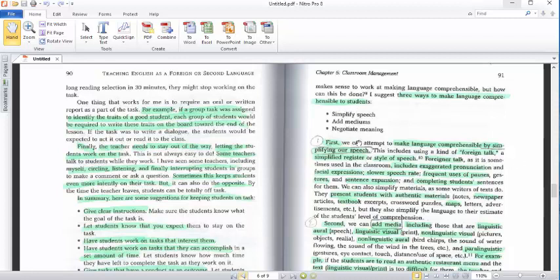The first one, we can attempt to make language comprehensible by simplifying our speech. Foreigner talk. So we simplify register or style of speech. Foreigner talk means including exaggerated pronunciation and facial expression, slower speech rate, frequent use of pauses, gestures, sentence explanation, and completing students' sentences. So we have different ways to simplify our speech.